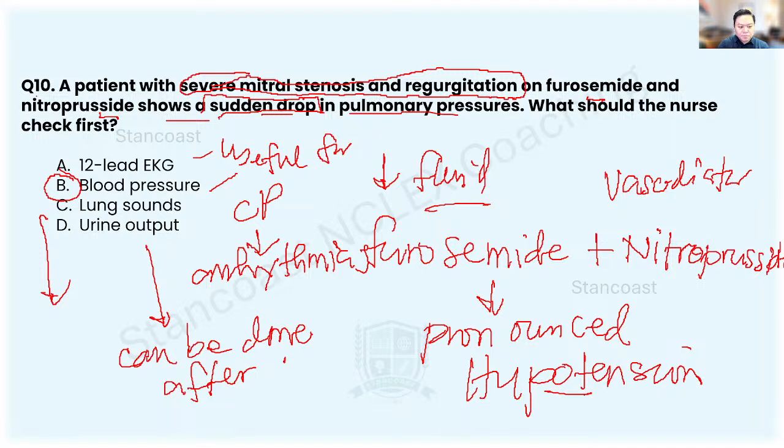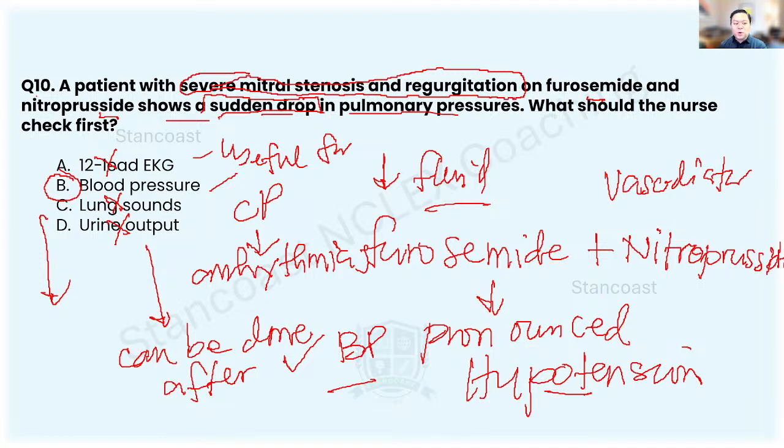After checking the blood pressure. All right, you can do the urine check once you did the blood pressure check. All right, so our incorrect answers are letter A, letter C, and letter D. We are left with letter B.